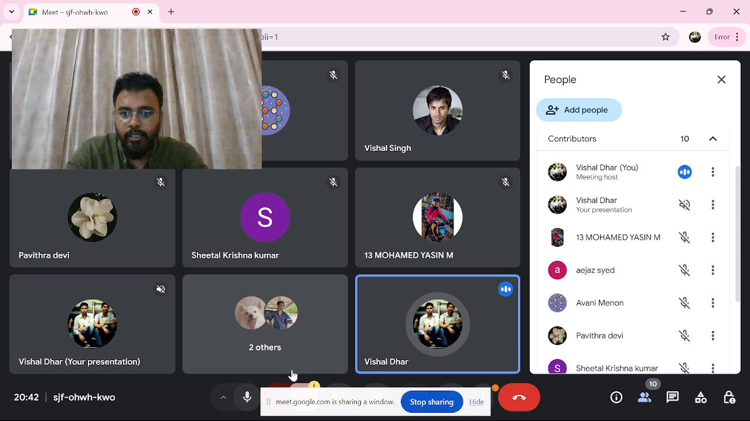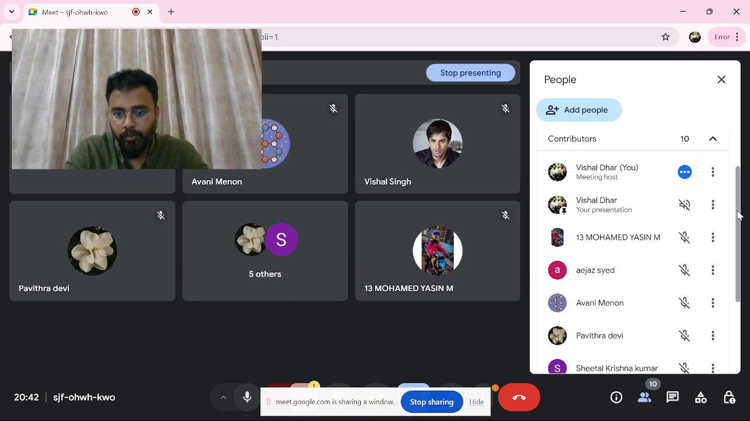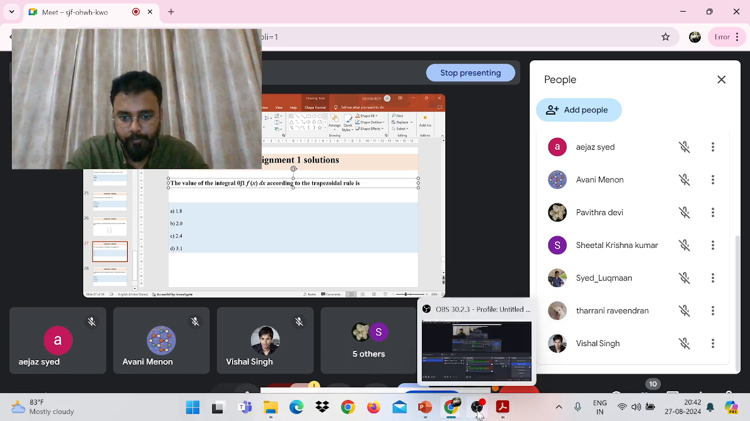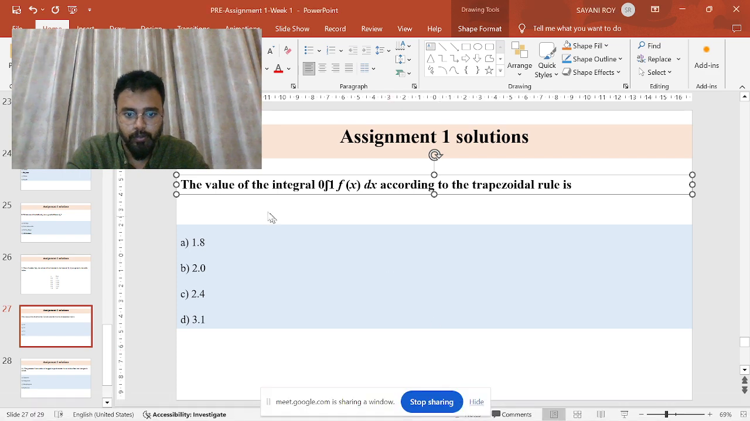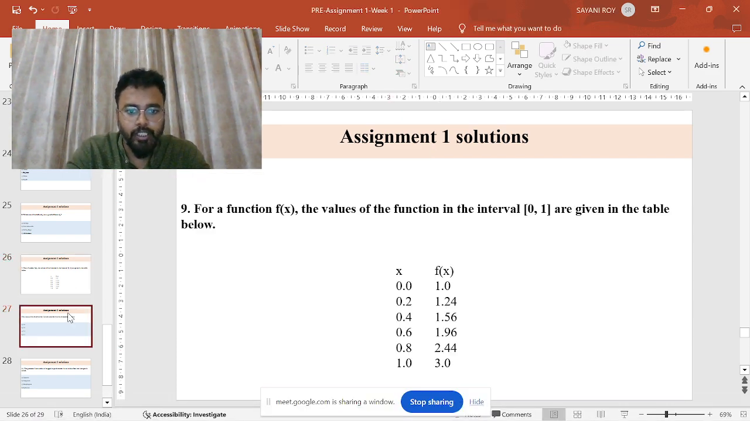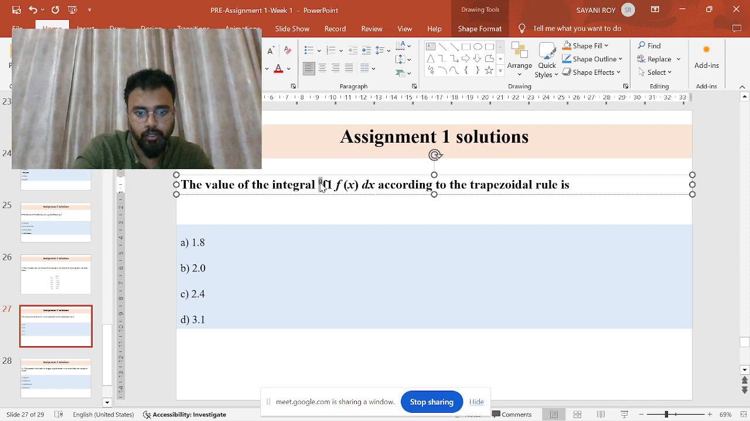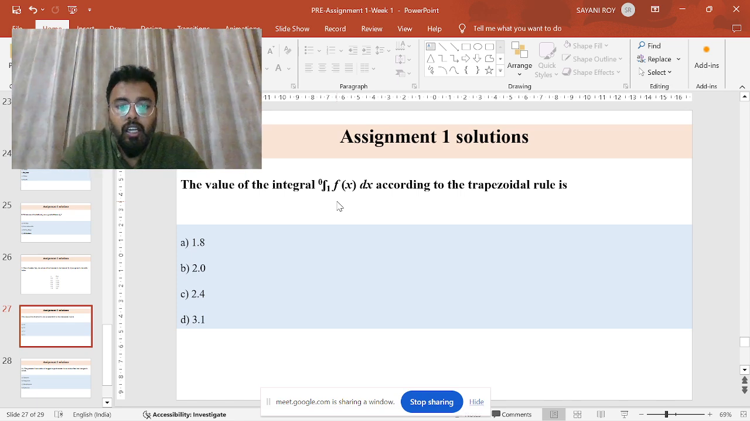Can you see my slides? Yes. Okay, so after writing this equation, the value of the integral from 0 to 1 of f(x) dx according to the trapezoidal rule is: option A 1.8, option B 2.0, option C 2.4 and option D 3.1. Try this numerical.